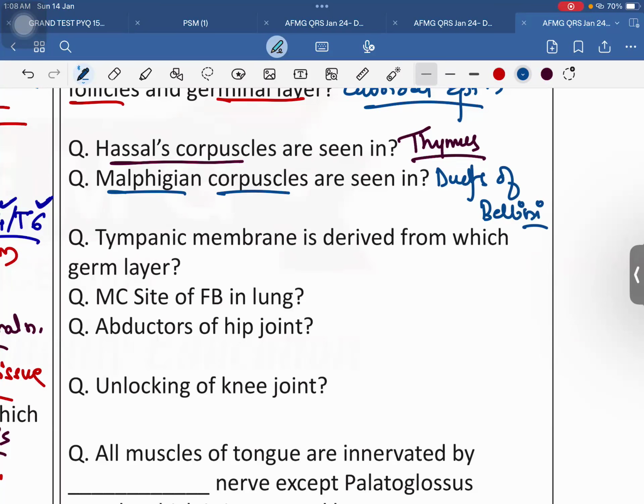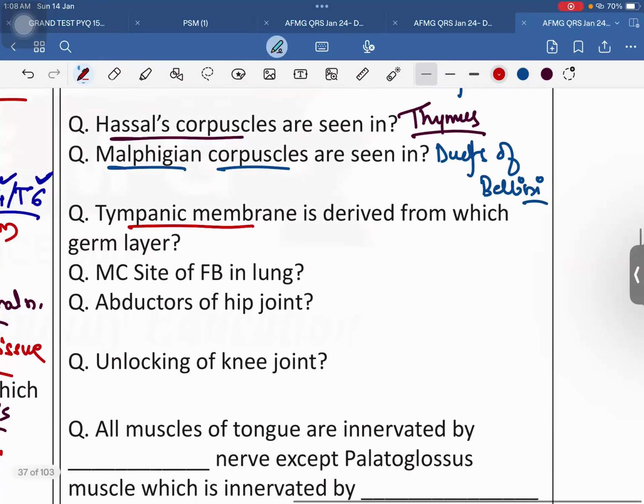Please remember that. Next, if they ask you, the tympanic membrane is derived from which germ layer? So we know, beta, the tympanic membrane is derived from all the three germ layers. Yes, the ectoderm, endoderm and mesoderm. Okay, so please remember, malleus and incus both are derived from the first arch, whereas the stapes is derived from the second arch, beta.